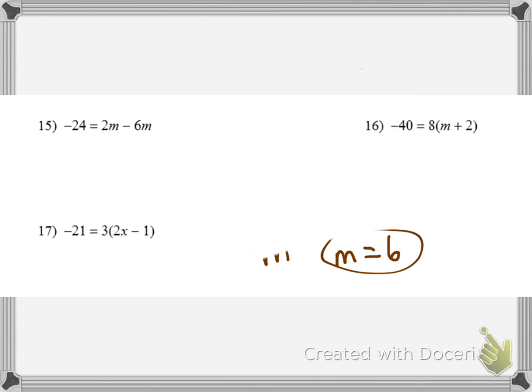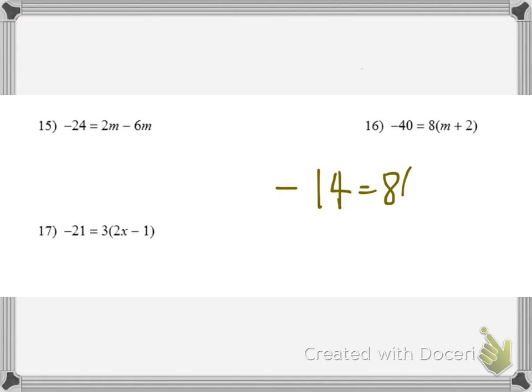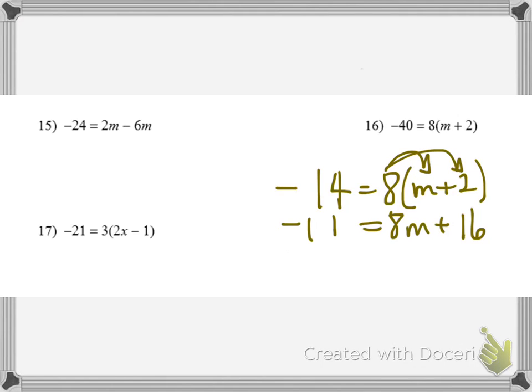Let's see if we can finish this slide before it gets too long. All right, so this one, negative 40 equals 8 times m plus 2. So first I have to distribute. 8 times m is 8m. 8 times 2 is 16. Now it's a two-step equation. Here's my variable. I need to get it alone, so I'm going to do opposite operations on both sides. This is going to be negative 30 and 8m. I don't remember this one working out that way. Did I mess something up?